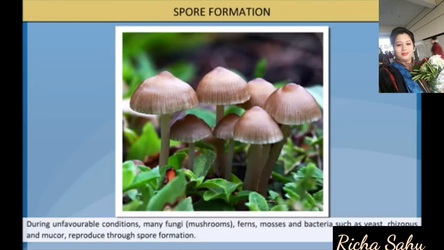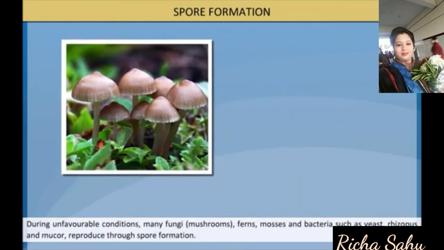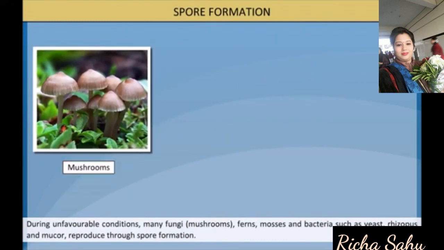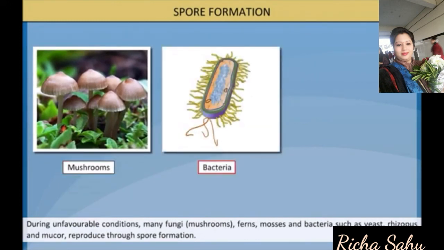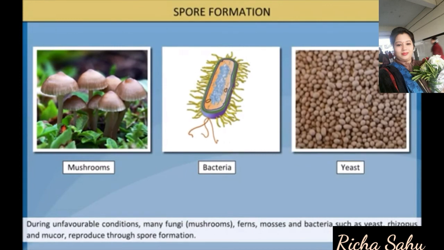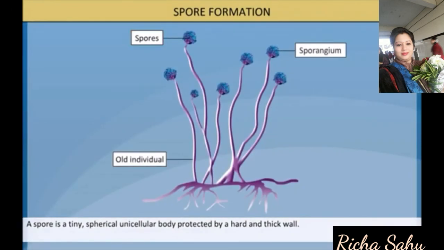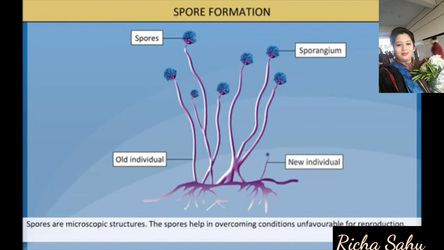Spore formation. During unfavorable conditions, many fungi, mushrooms, ferns, mosses and bacteria such as yeast, rhizopus and mucor reproduce through spore formation. A spore is a tiny spherical unicellular body protected by a hard and thick wall. Spores are microscopic structures. The spores help in overcoming conditions unfavorable for reproduction.